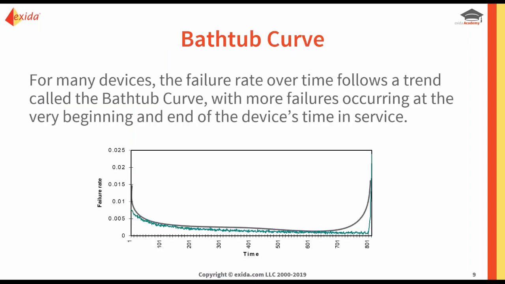So for many devices, again, the failure rate over time follows a trend, and that trend is called the bathtub curve. So over time, the trend shows the shape. You have a lot of failures that occur at the very beginning and the very end of the device's time in service. And then in the middle, you can see it trends a little bit downward, but is relatively constant. So why is that? Let's talk about the bathtub curve and how it impacts what we call the useful life of a device.